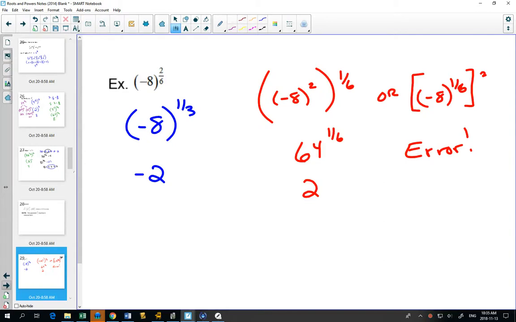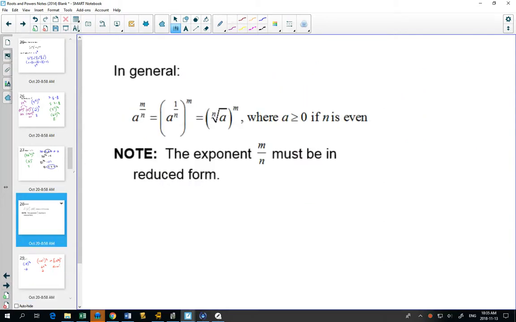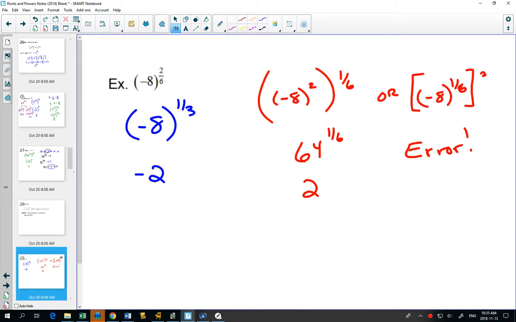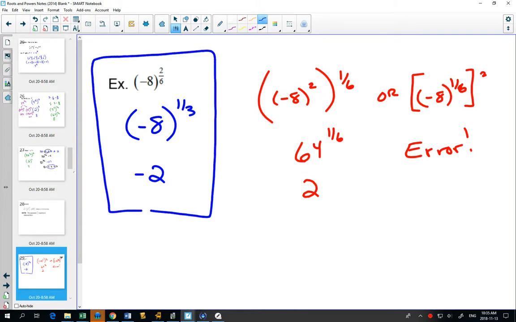So in the note before, it says the exponent must be in reduced form so that you don't run into these problems that show up in this example. If it is in reduced form, this is the only answer. The answer to this is -2. Because if you don't reduce it first, you run into problems. You can either get a different answer, or you can get an error that doesn't even work.